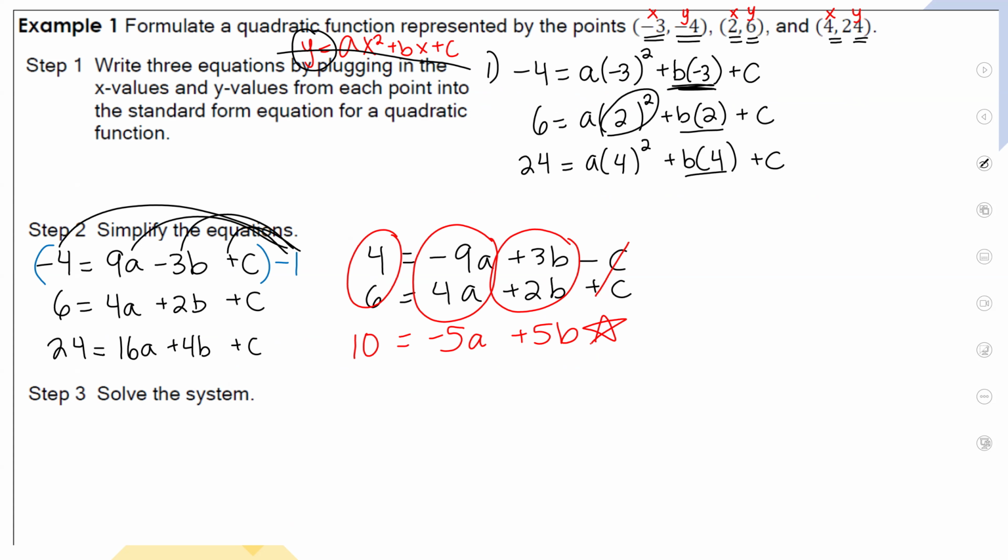Now we need to choose two different ones. We're going to choose two different equations. Okay, what do you guys like to do? Well, we already multiplied the top one by negative 1. So let's just use the top one again. So this is 4 equals negative 9a plus 3b minus c. That's this top equation multiplied by negative 1. This time, let's add it to this one. The c's will cancel out again. This is 24 equals 16a plus 4b plus c.